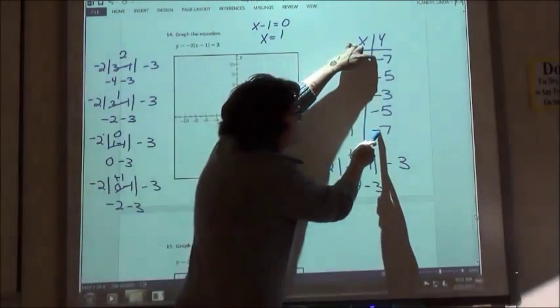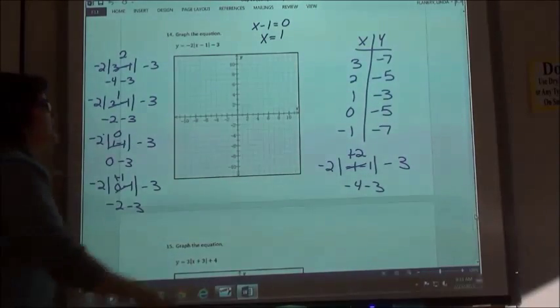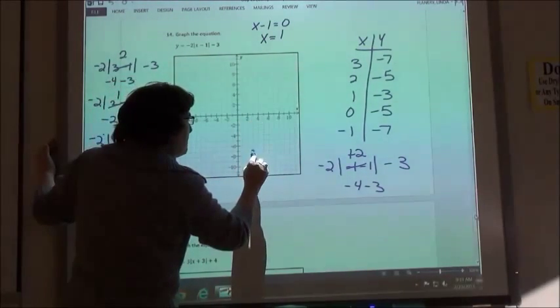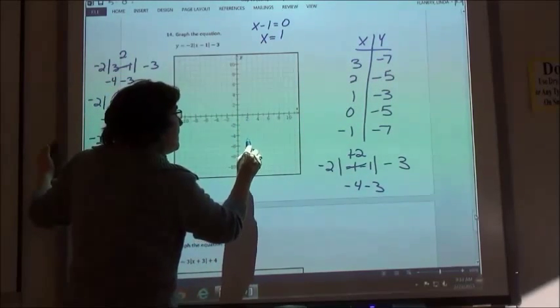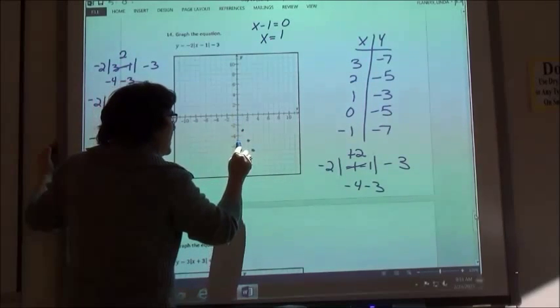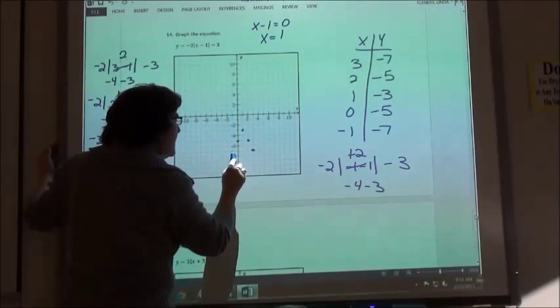So these two answers match up, these two answers match up, and the other one's in the middle. So 3, negative 7. 2, negative 5. 1, negative 3. 0, negative 5. And negative 1, negative 7.